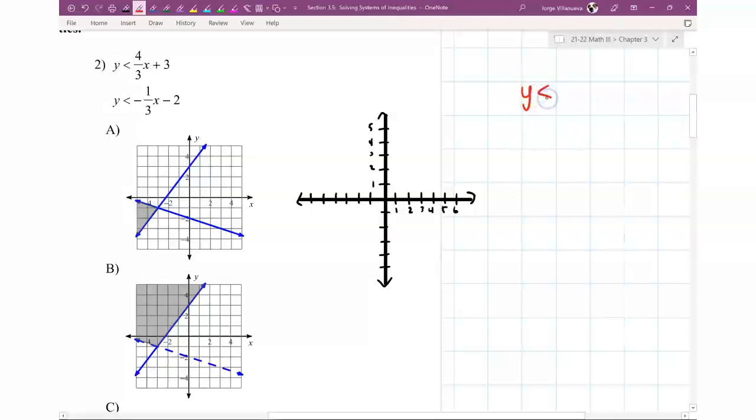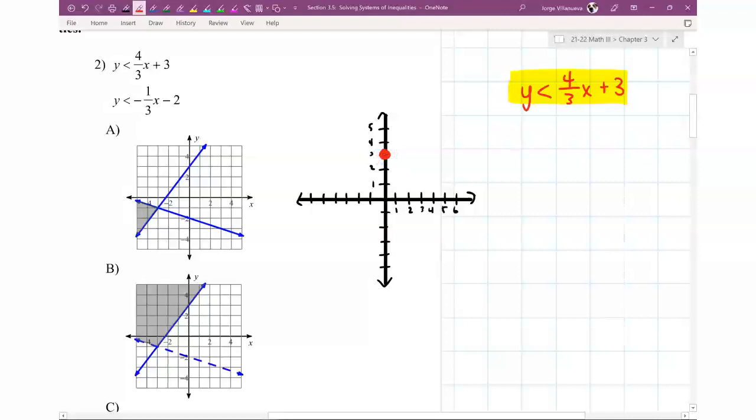Y less than 4/3 x plus 3. Okay? And I'm going to put this in yellow so that when I shade in, it's going to be in yellow, okay? So, here we go. This is in y equals mx plus b form. So, I get to start at 3. 3 is where I begin, right? So, I'm going to put a dot at 3. So, here it is, a nice big dot at 3.